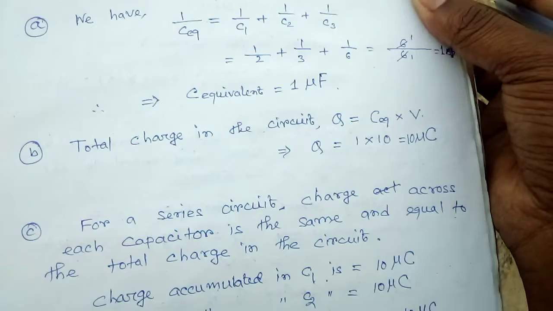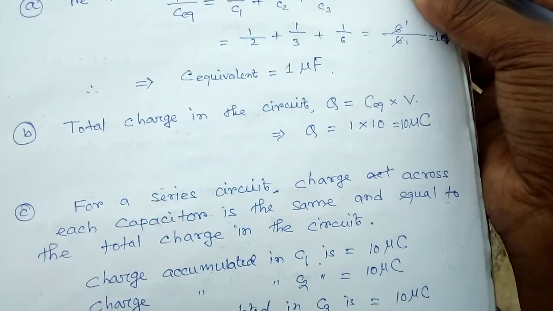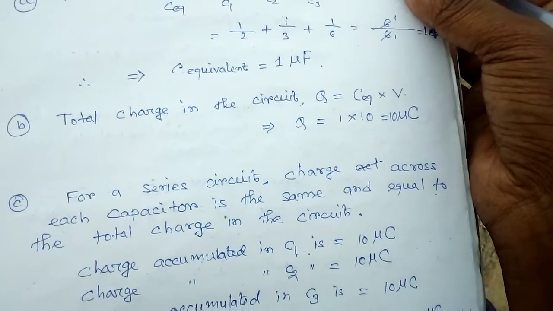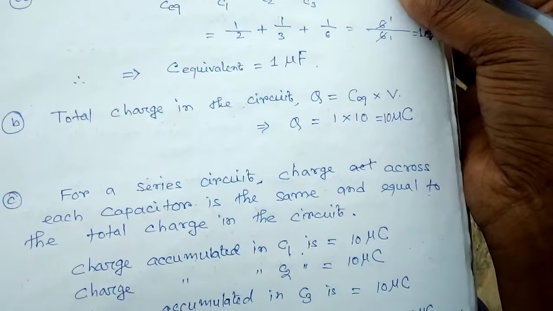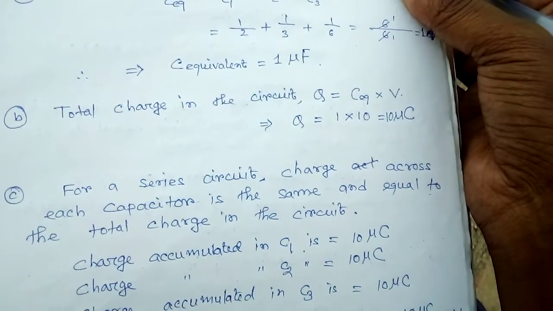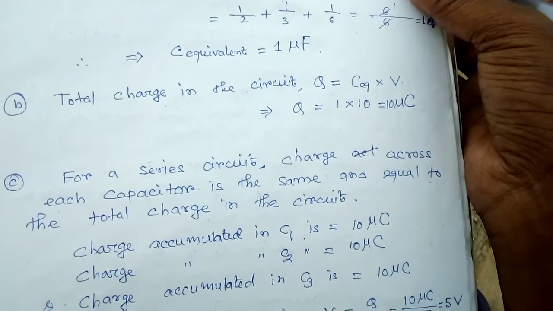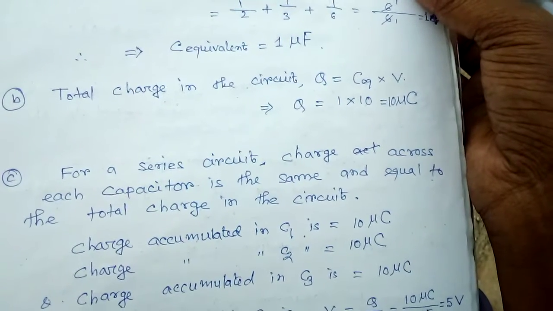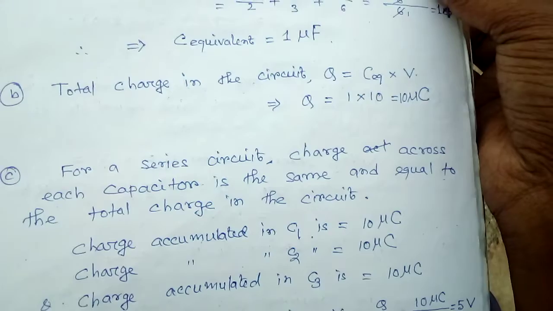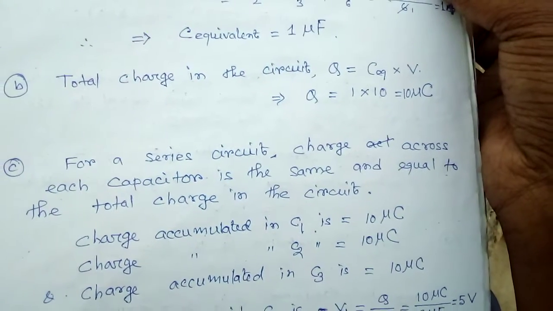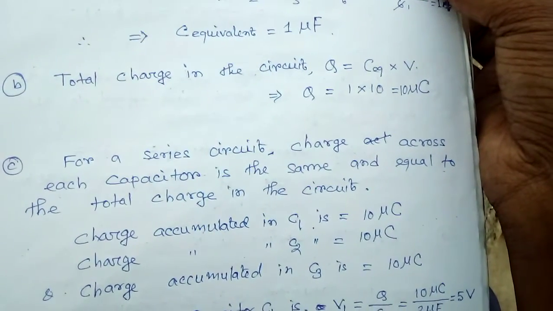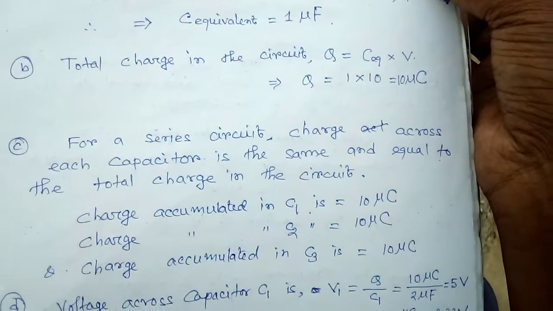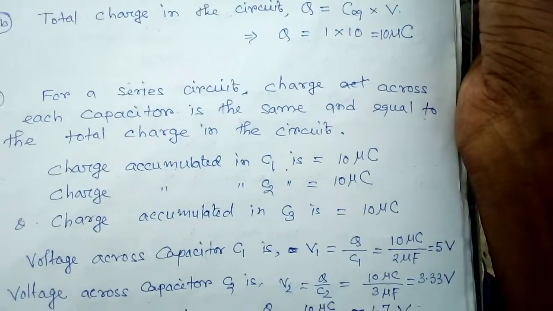We know that for a series circuit, charge across each capacitor is the same and equal to the total charge in the circuit. Therefore, charge accumulated in capacitor C1 is 10 microcoulomb. Similarly, charge accumulated in capacitor C2 is 10 microcoulomb, and the charge accumulated in capacitor C3 is 10 microcoulomb.